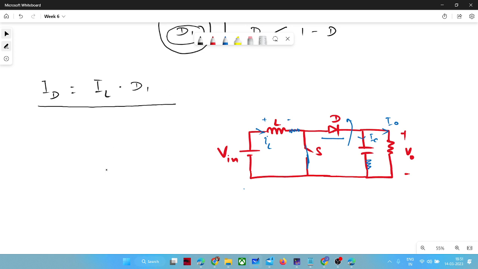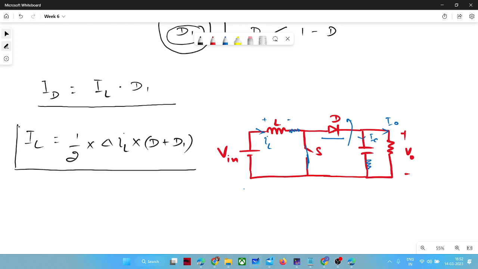This D is actually the average of ID. For the D1 T duration, whatever inductor current is flowing, the same current will flow through the diode. So it is just the way of writing that statement. Now you know the expression for IL also during this time, right? IL was half into del IL into T plus T1. This is the expression we derived, and we need to plug it into this expression.